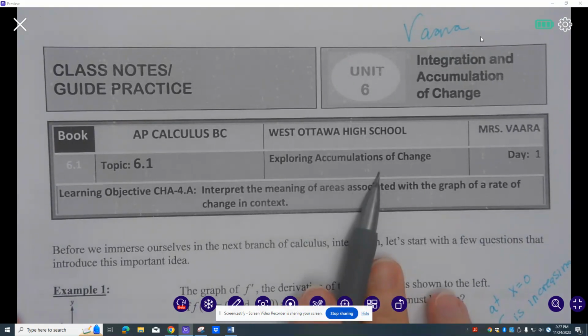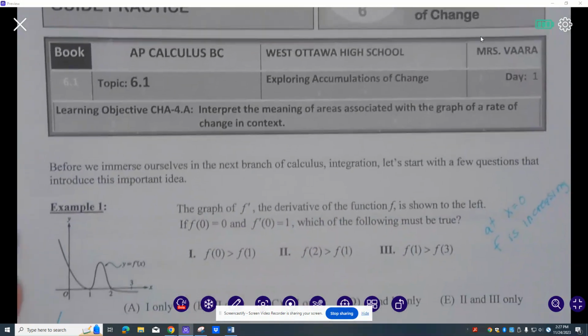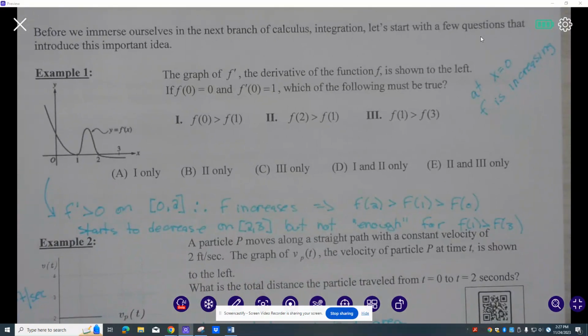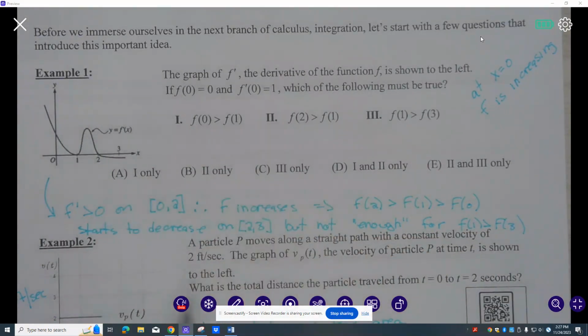Okay, so it's just exploring accumulation of change. That's what section 6-1 is. We start out with this example. It's just an introduction kind of thing.